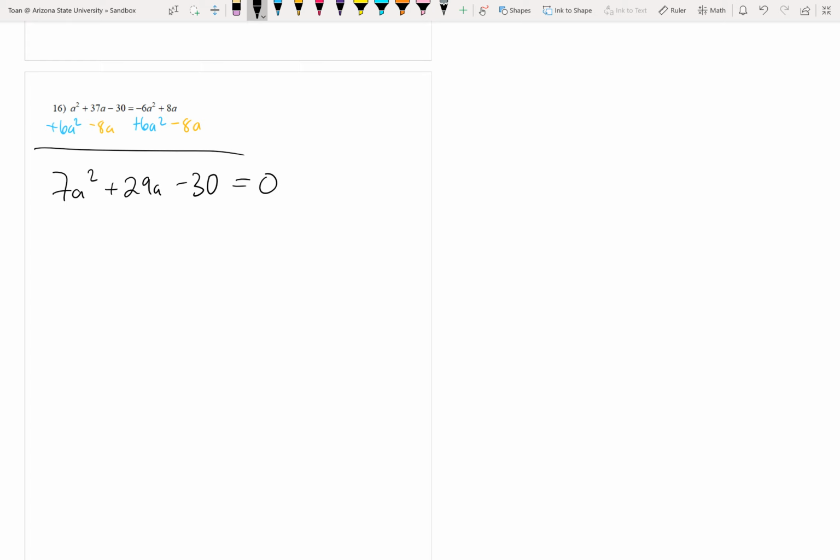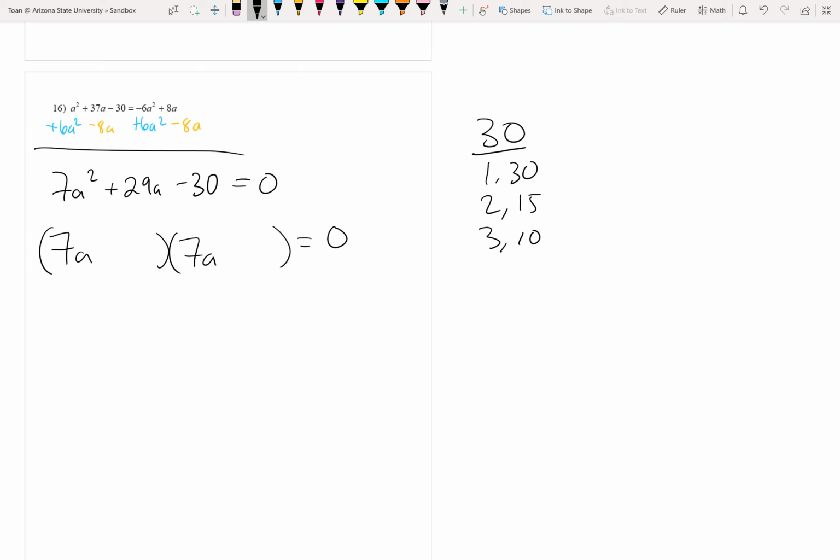And then just factor it. Or quadratic formula or complete the square, your choice. 7a squared, 30: 1 and 30, 2 and 15, 3 and 10. And I'm thinking subtraction. So times 7 and subtract. Let's see. What would this be? Oh, I forgot. No wonder it's not working. I missed a 5 and the 6. Yeah, I was guessing and checking these three, and none of them were working.